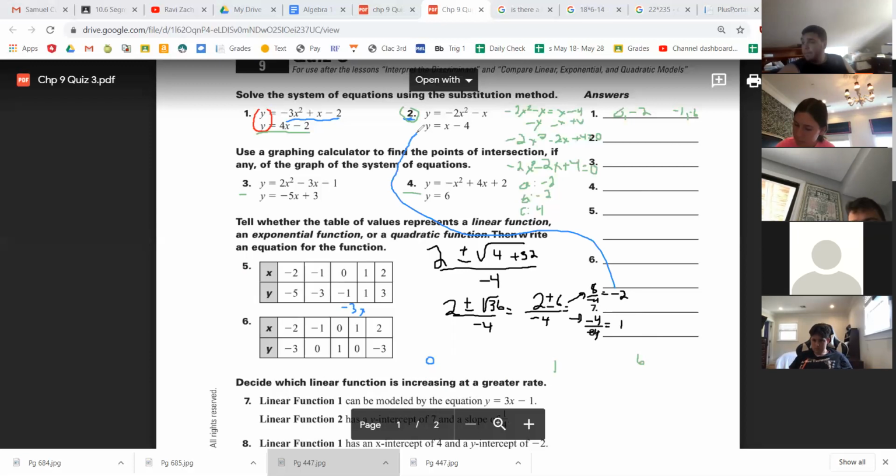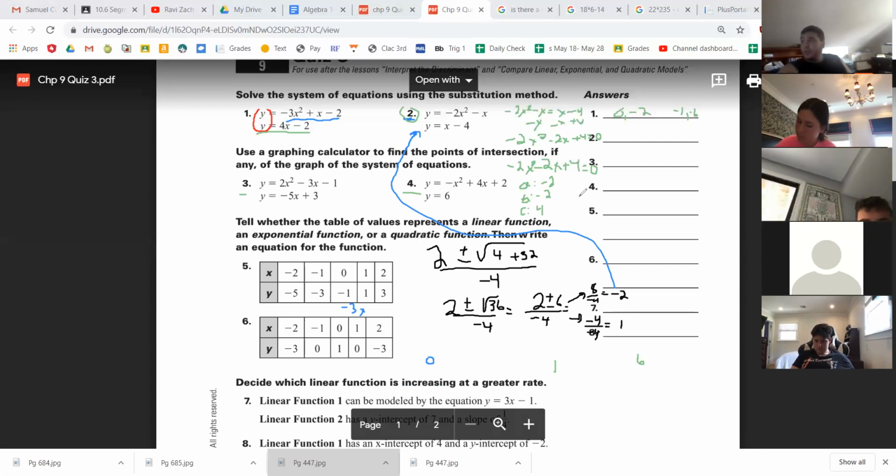Wait, why is it a positive one? Negative 4 divided by negative 4. Double negative is a positive, right? Doesn't it become 2 minus 6 over negative 4? Yeah. Oh, I got it. Okay. So let's plug it in.